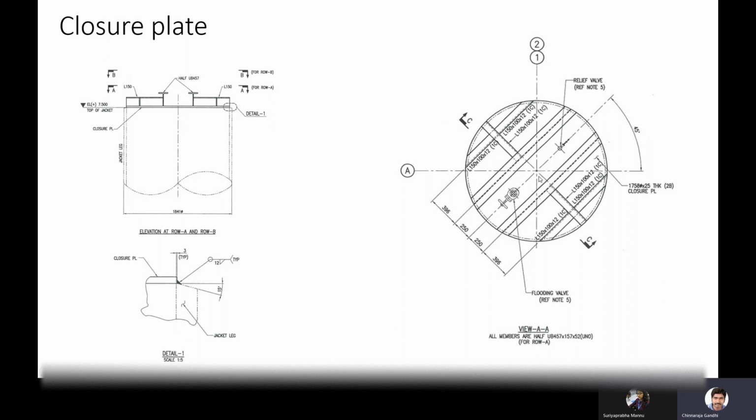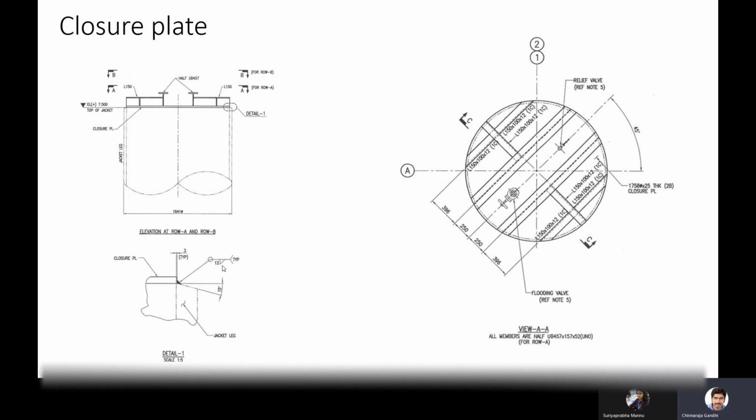In order to avoid that, they will go for stiffeners. And there will be a flood valve also. After placing the jacket on the seabed, if they want to flood through this hole, the leg will get flooded over here. The connection between the leg and this closure plate, the weld will be given.